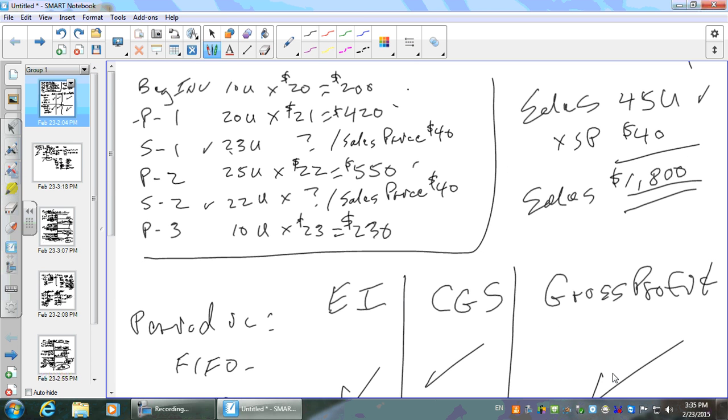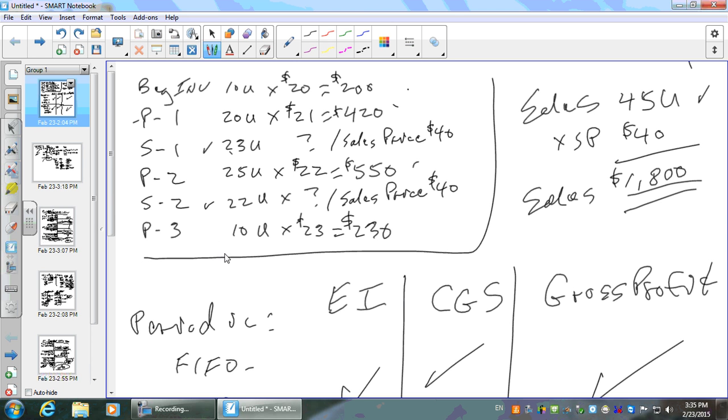Okay, let's do it right here. When I do LIFO, last in, first out, I pretend I sold these 10 down here, even though I don't have them yet, because I don't keep track of when I bought them and when I sold them. I just know what my ending inventory is, what my total purchases were, and my beginning inventory.